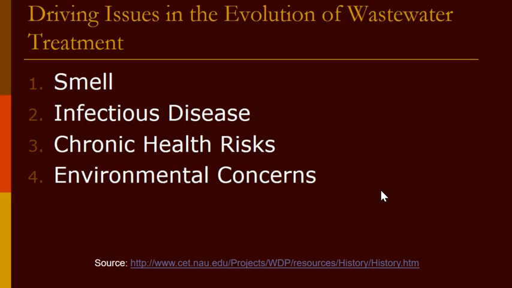So the driving issues in the evolution of sanitation, wastewater treatment, sewage: one, smell; two, infectious disease. Those are the big things that go with raw sewage. And that, of course, leads to chronic health risks and environmental concerns, because not only do you have these infectious diseases, but don't forget that sewage is nutrient pollution. And so you get eutrophication and all that stuff, and that is bad. Here is a little link to the history of wastewater treatment.